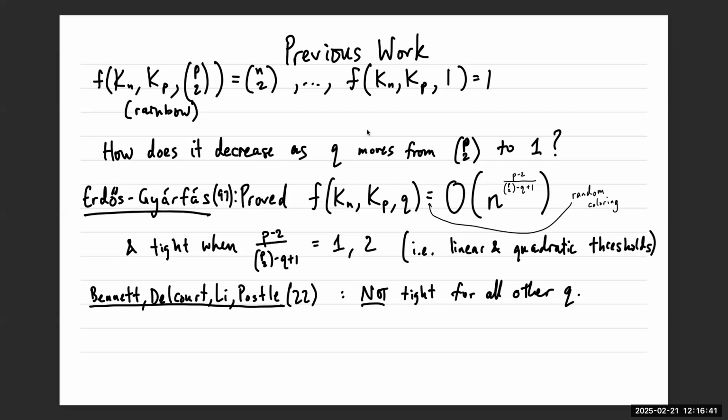Right, and they proved that at those two specific locations, this bound is tight. So you can put a theta there for those two values. But then the surprising thing that was realized a couple of years ago by Bennett, Delcourt, Li, and Postle is that it's not tight for all other values of Q. So every time that power up there is not 1 or 2, you can improve this by at least a log factor.